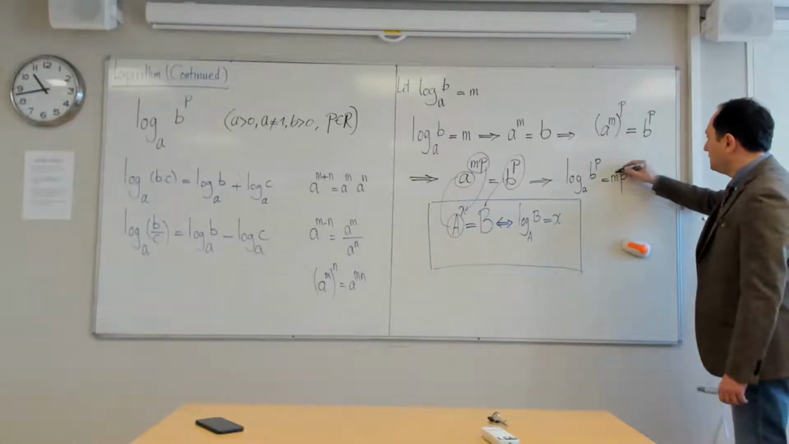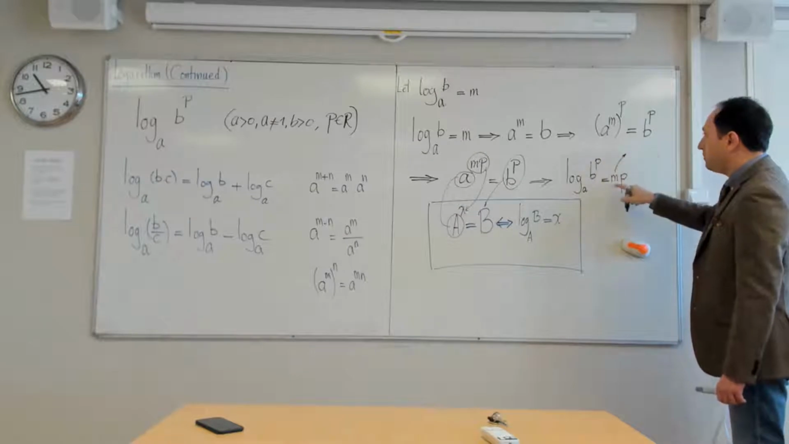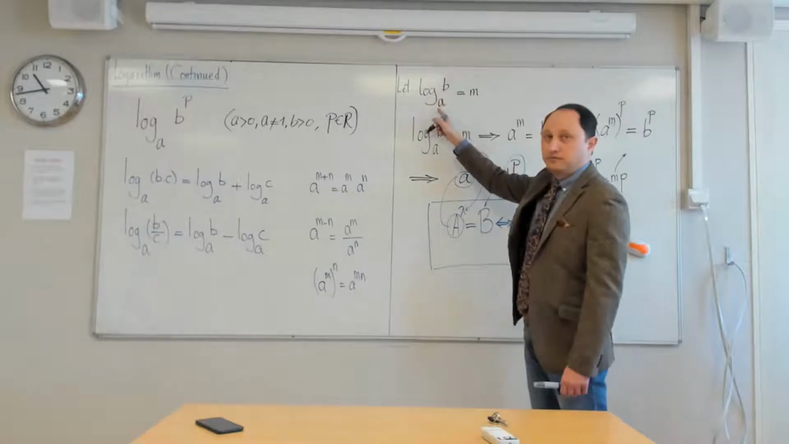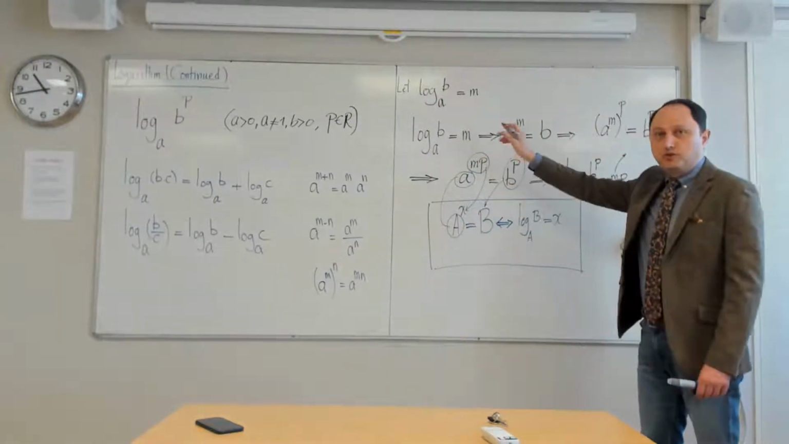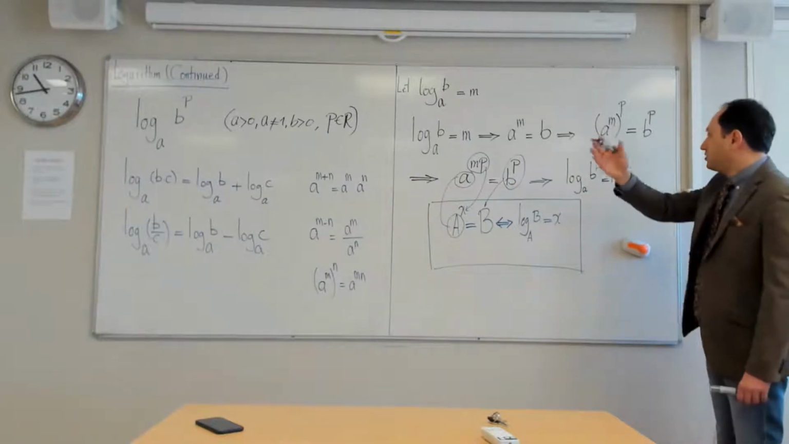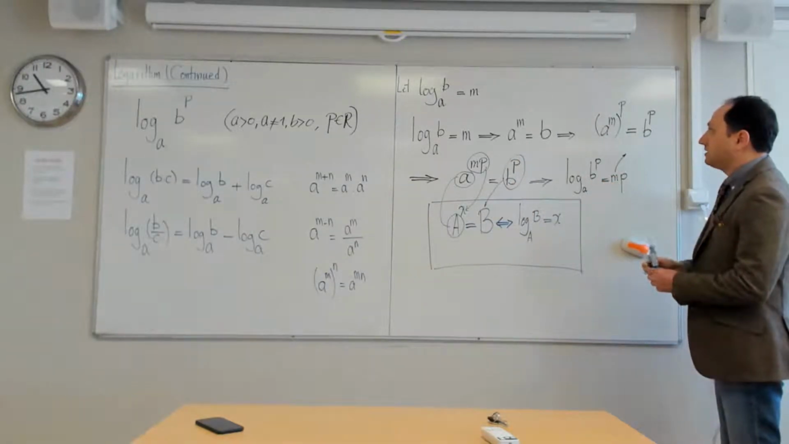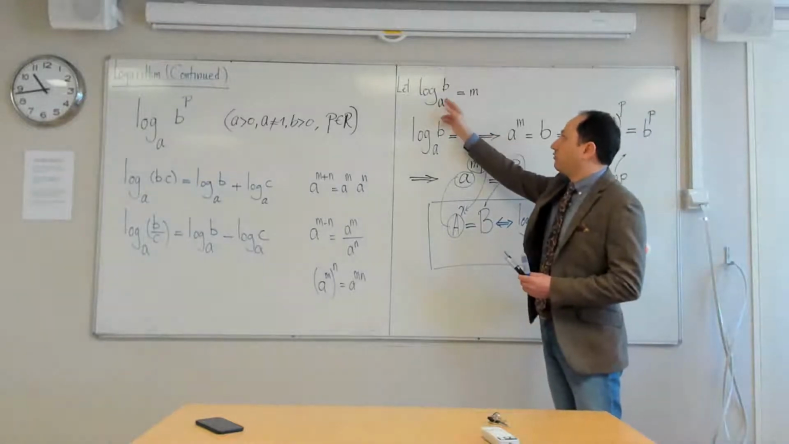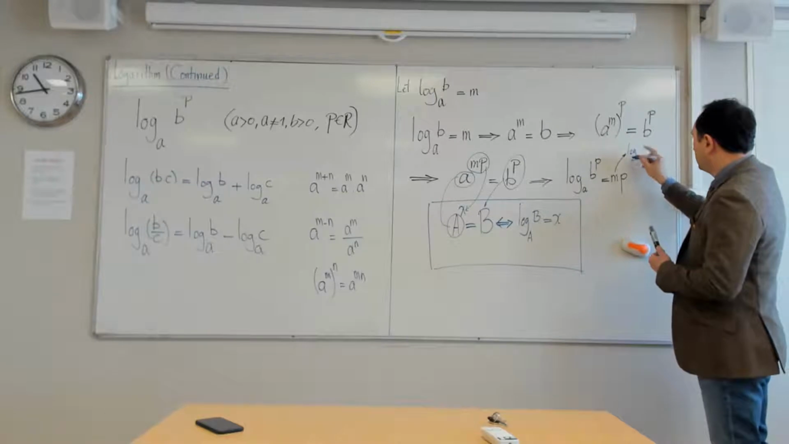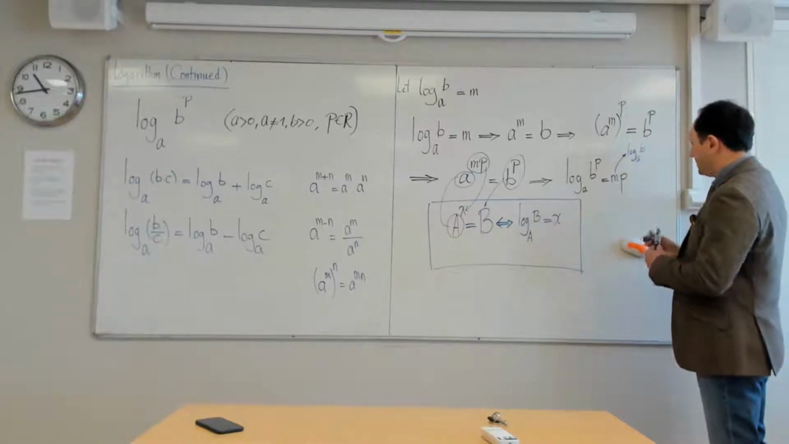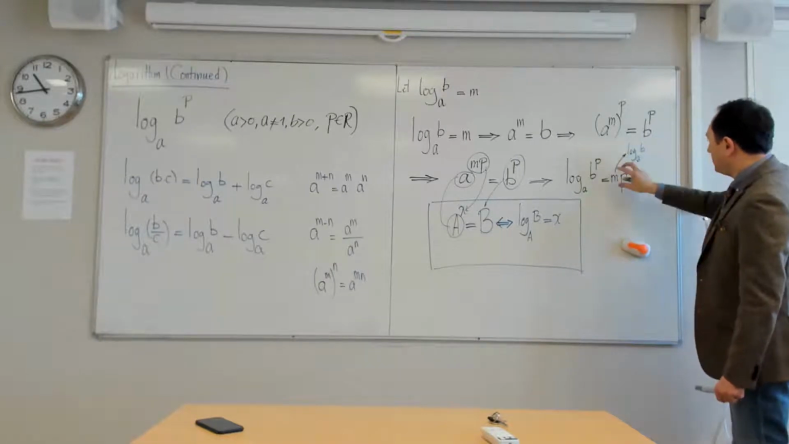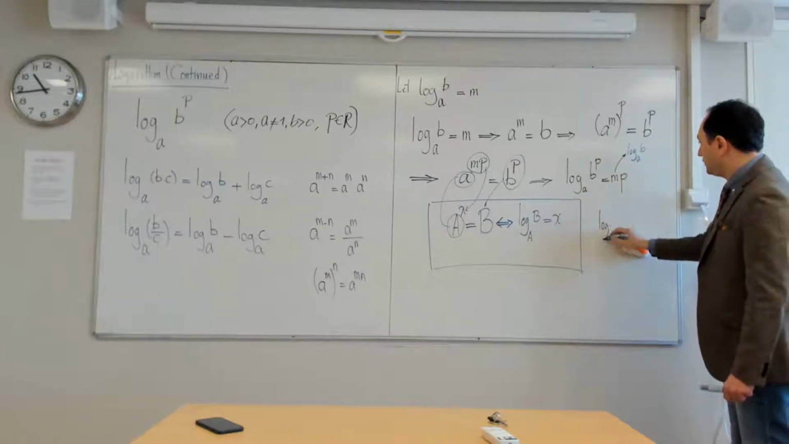But now, let me replace this back. m was a name I myself gave to this log. When I am done using my m, it is actually expired. I throw it away and bring back the real value. This is the log of b in base a. But if I want to write it here, this would be a little bit confusing. Do you agree?